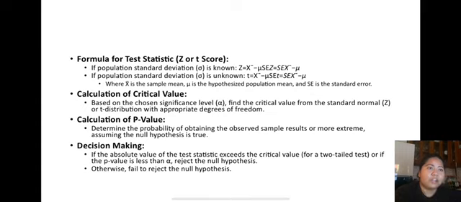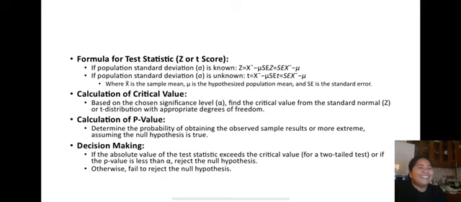Calculation of the critical value. Based on the chosen significance level, find the critical value from the standard normal Z or T distribution with appropriate degrees of freedom. Calculation of the p-value. Determine the probability of obtaining the observed sample results, or more extreme, assuming the null hypothesis is true.